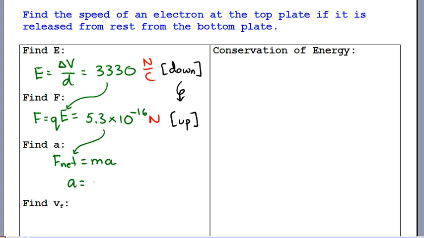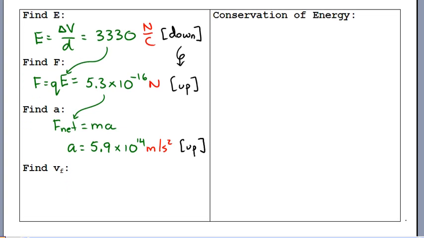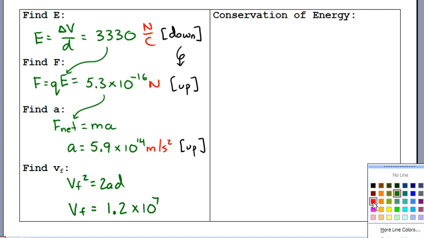And then the acceleration ends up being 5.9 times 10 to the 14. The units, of course, would be meters per second squared. And that would be upward. So the electron's going to get accelerated up to that upper positive plate. And then the final velocity, I would just do kinematics. There is no VI, so it ends up being VF squared is equal to 2AD. And when you run the numbers, that final velocity ends up being 1.2 times 10 to the 7 meters per second.